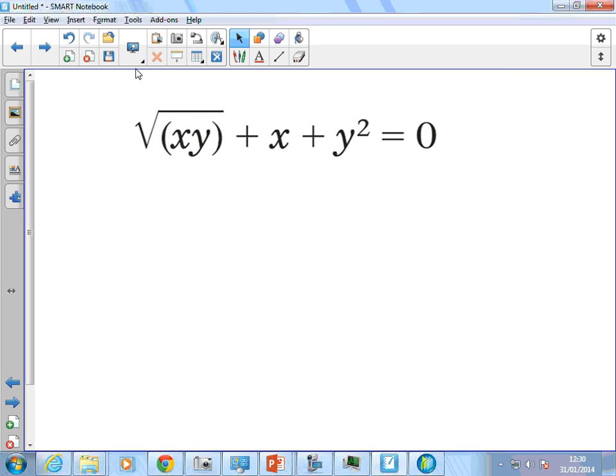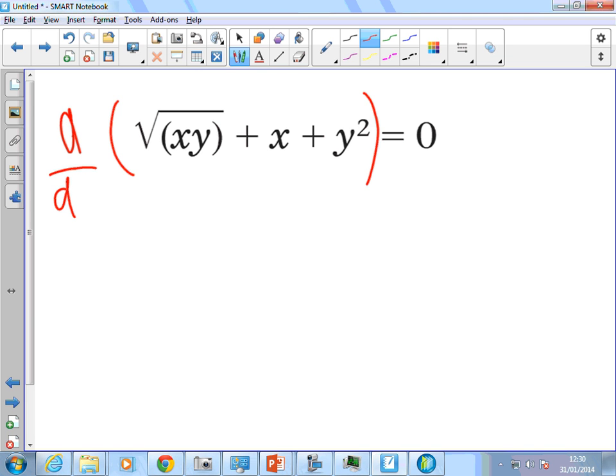The first thing we do is d by dx of both sides. On the right hand side it's just 0, so you'd normally obviously write this down on a separate line. You take d by dx of both sides. Now here, to the power of a half, isn't it, the square root? So it's, actually I won't be completely lazy, I'll write it out.